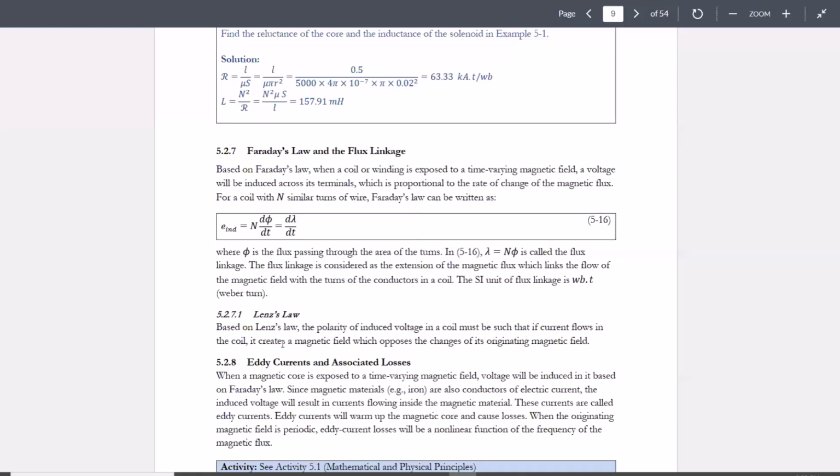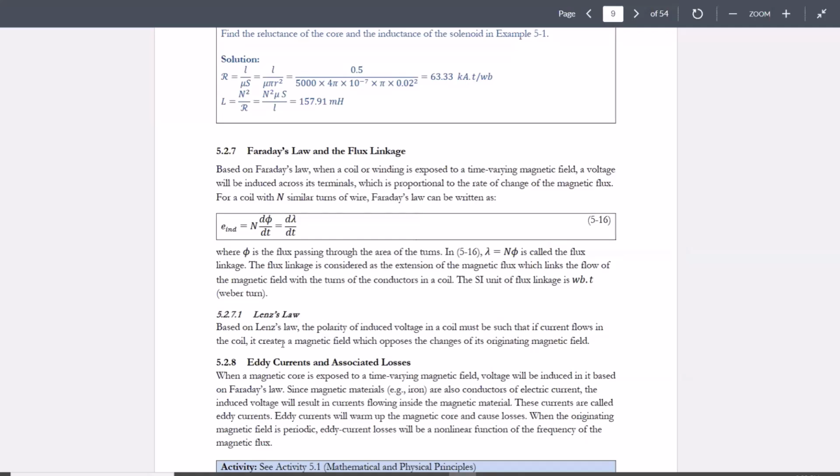That current itself would make another magnetic field, right? So I have an originating magnetic field that induced voltage on my coil. Because I closed my coil, there will be a current in my coil that will produce its own magnetic field. Based on Lenz's law, the polarity of the voltage induced on my coil should be such that if there is a current flowing in the coil, it would oppose the changes of that originating magnetic flux.